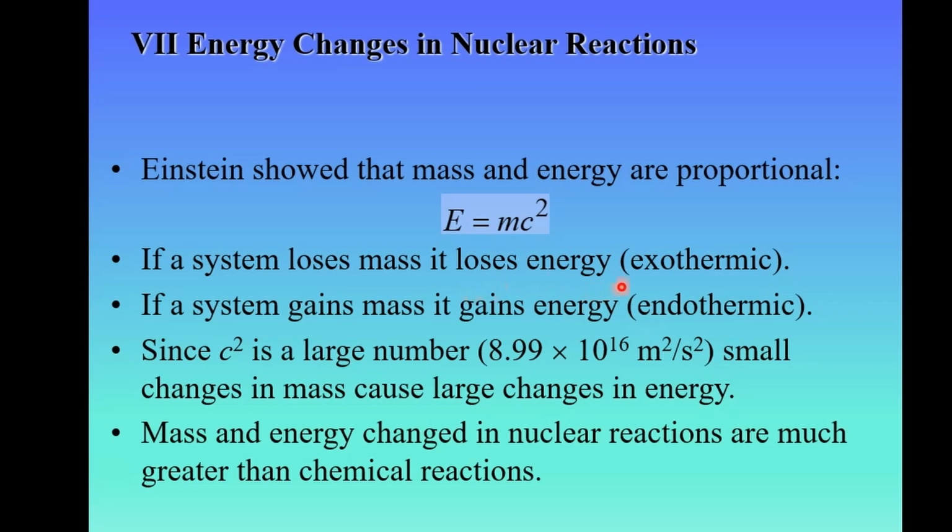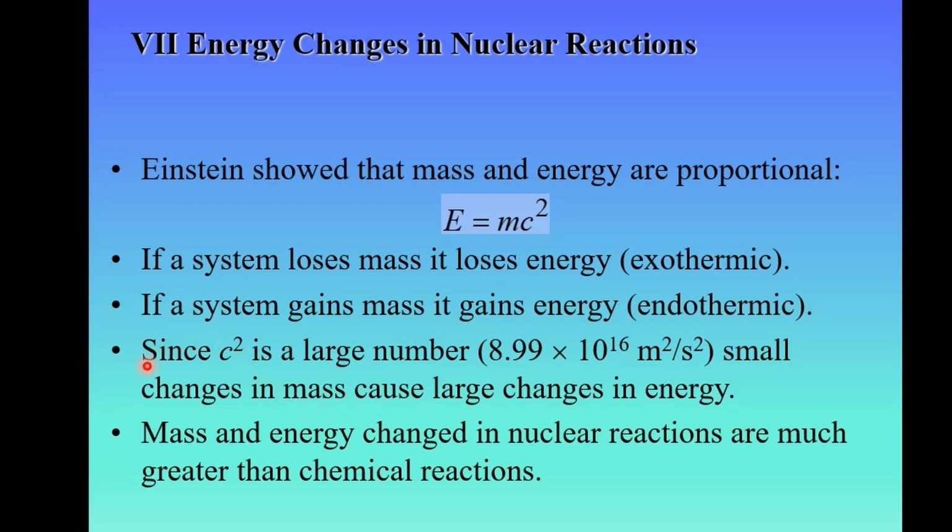Oh, look at these neat thermodynamic terms. If a system loses mass, energy has to be given off. So we say it's exothermic. If a system gains mass, it gains energy, then we say it's endothermic.